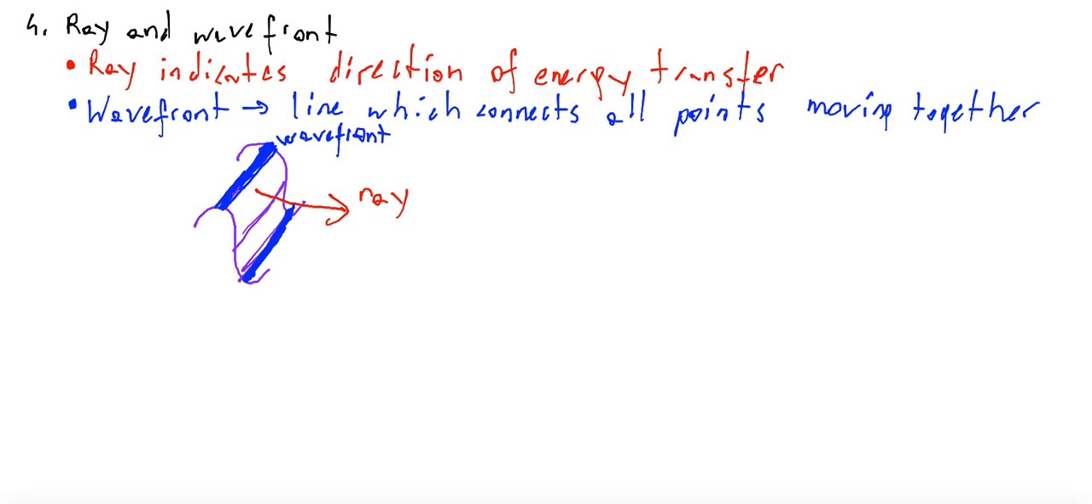Is it clear? Please copy this, ray and wavefront: write what the ray is and write what the wavefront is. When you are ready, please turn the video on again, because we'll be talking about 2 very important types of waves: transverse wave and longitudinal wave. So point number 5, transverse and longitudinal waves.